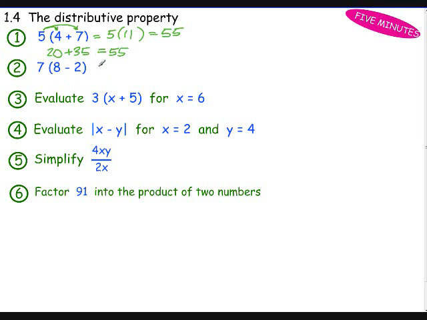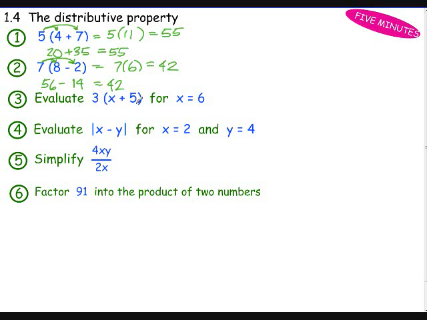Let's try it here as well. If I subtract 2 from 8, I get 6. So this would be a 42. If I think about this in terms of distributing, I would have 56 minus 14, which turns out to be 42.